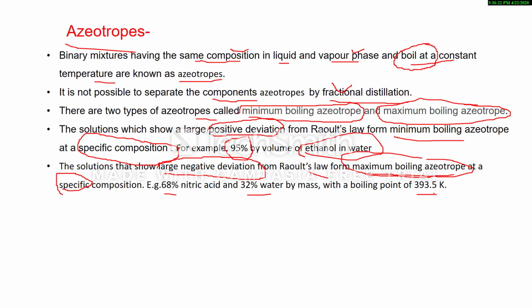Is it clear? Now we have discussed what an ideal solution is, what non-ideal solutions are, solutions with positive deviation, solutions with negative deviation, and what azeotropes are. I hope you have understood this.